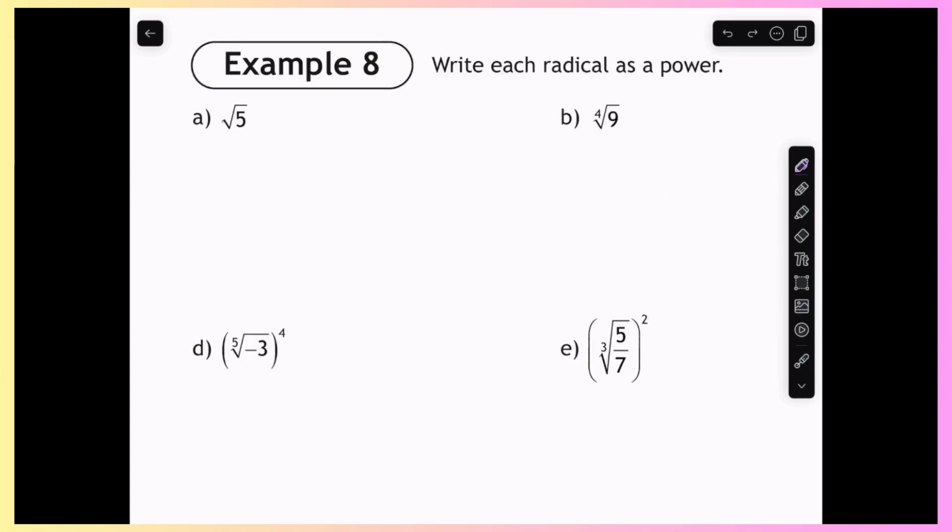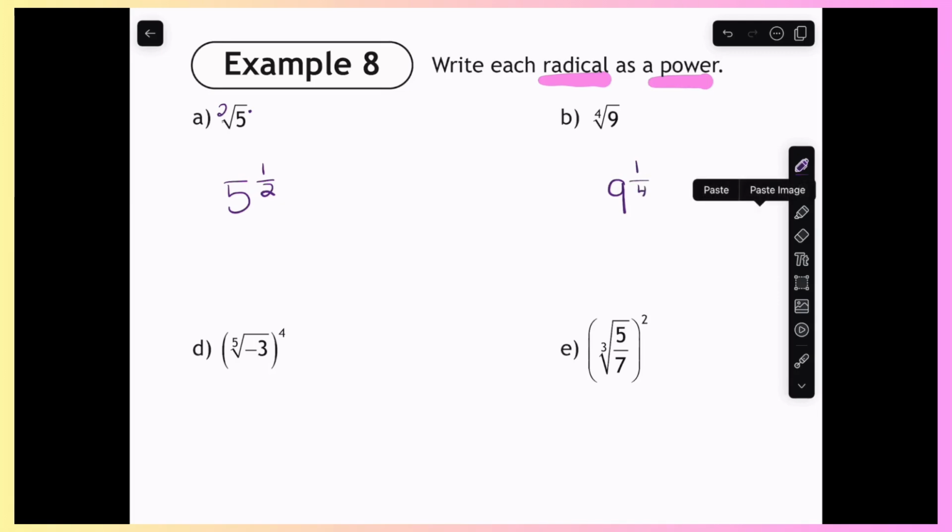Okay, so now we're gonna do the opposite. We are gonna convert every radical as a power. So we're just gonna take the opposite. So again, here's that invisible 2. We're gonna wanna put it right over there. So this one's gonna become 5 to the power of 1/2. This one would become 9 to the power of 1/4.